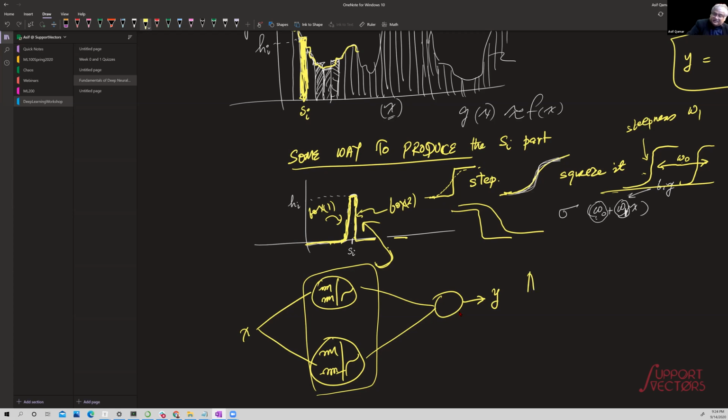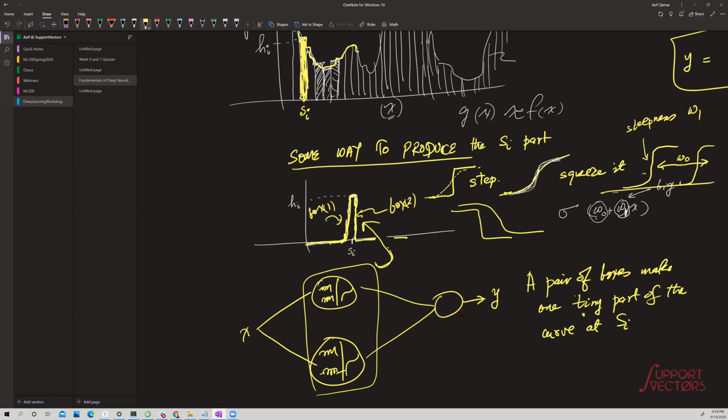So you basically need a pair of boxes to make one tiny part of the curve at SI, at this location. Why is a pair needed? I was thinking that only one box is needed. See, this box will produce this, and then, right shifted, this box will produce this. Oh, I see. These 2 boxes put together will produce this one, the step function. It's the beauty of it.